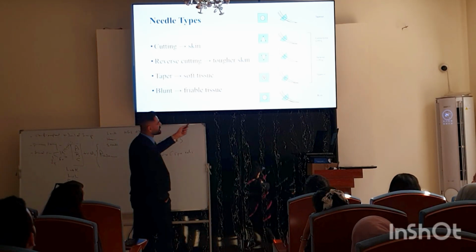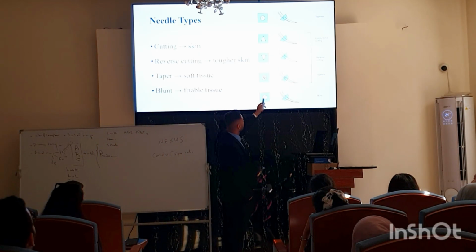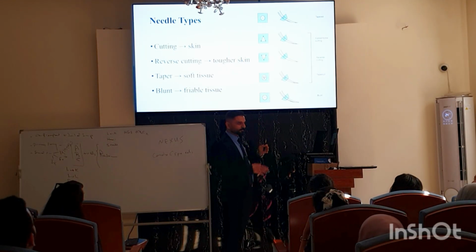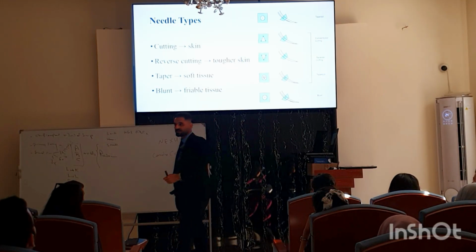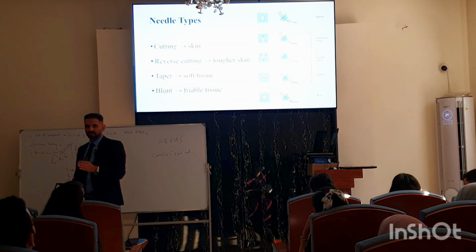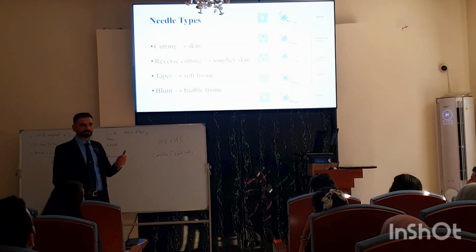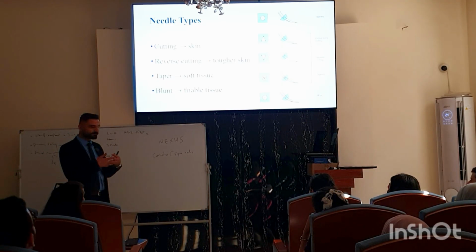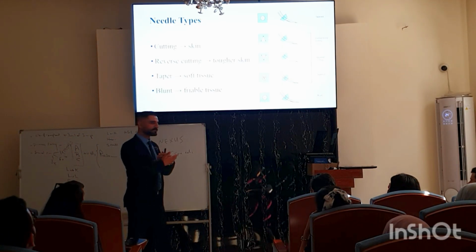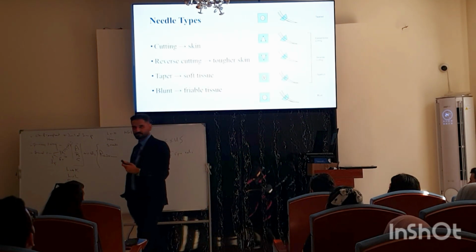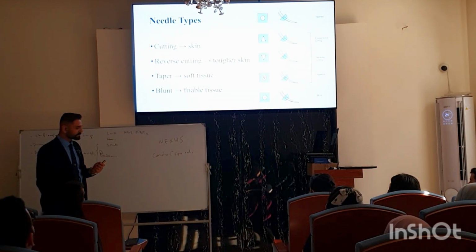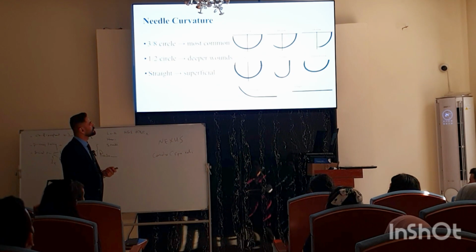And this is the blunt, like this one. It has a round tip and a round body. So that is spreading the tissue. It will not cut. It is just spreading its way between the cells of the tissue. And it's used for friable tissue, specifically the muscles. The muscle is formed of many fibers. So whenever you cut the muscle, it will be sheared along its way. So you cannot cut the muscle during suturing, and you try to preserve as much as possible.